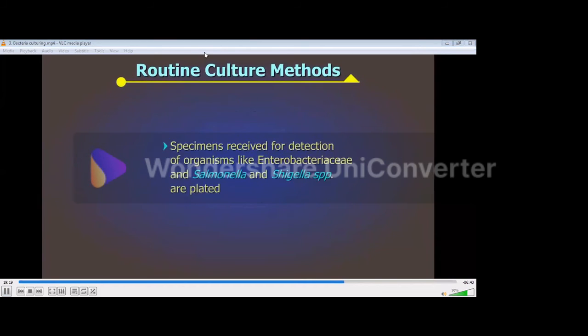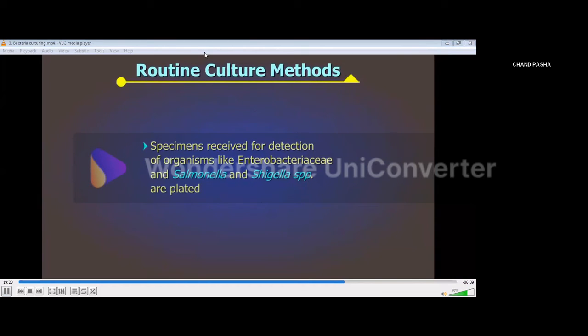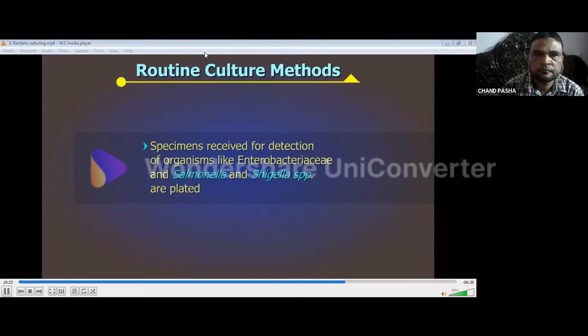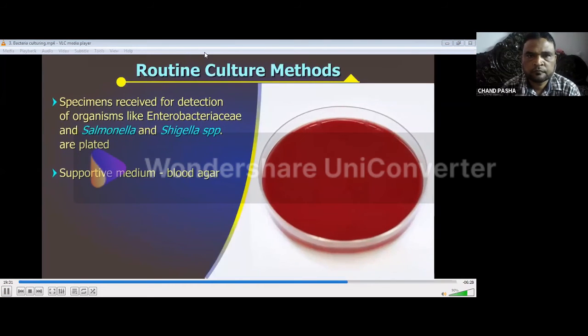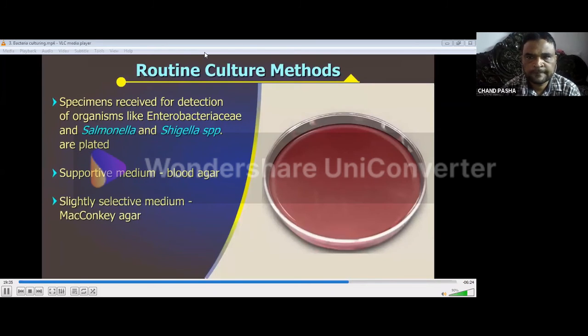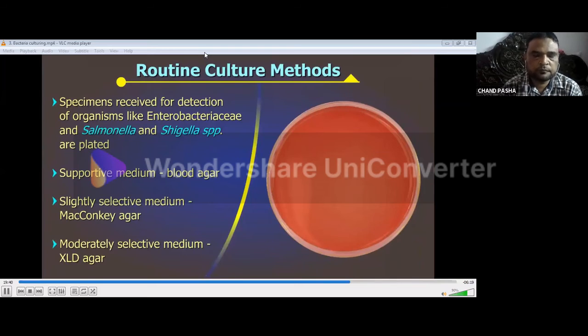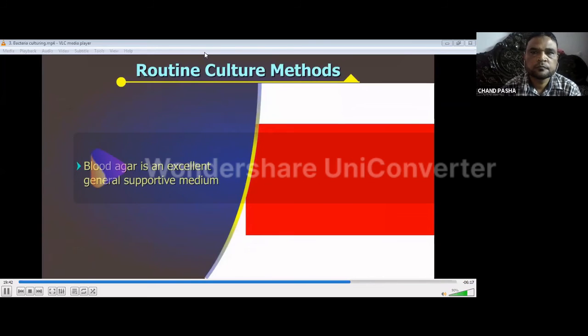Routine culture methods. Specimens received for detection of frequently isolated organisms like Enterobacteriaceae and Salmonella and Shigella species can be plated on a supportive medium like blood agar, a slightly selective medium like MacConkey agar, and a moderately selective medium like XLD agar.